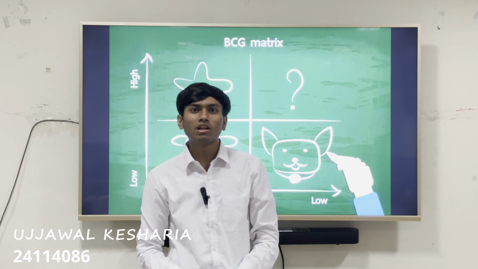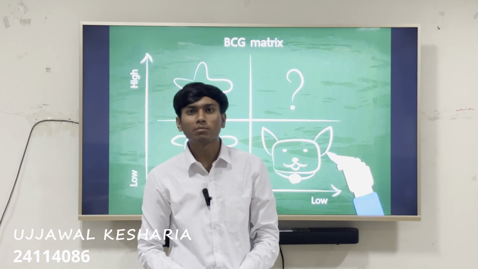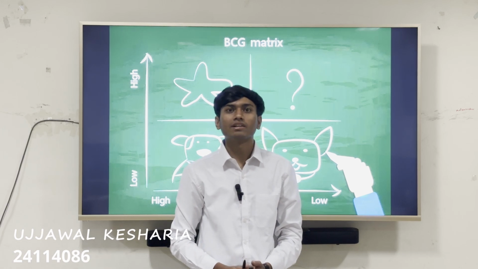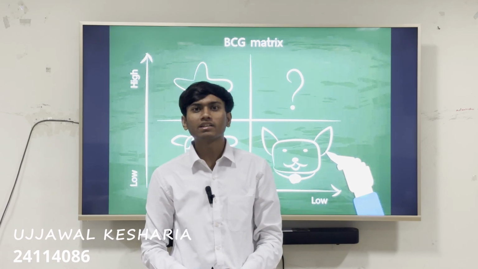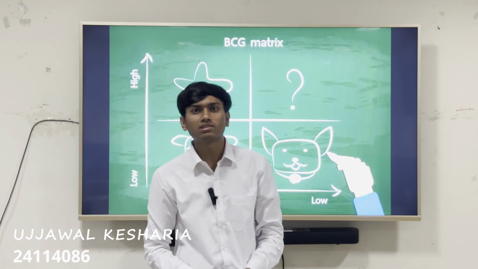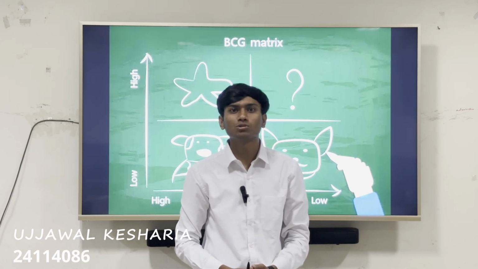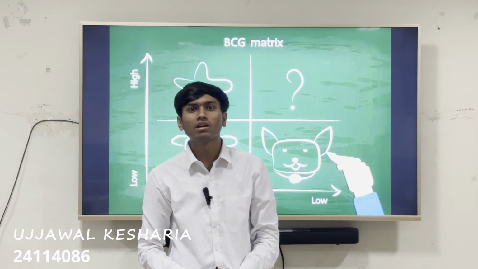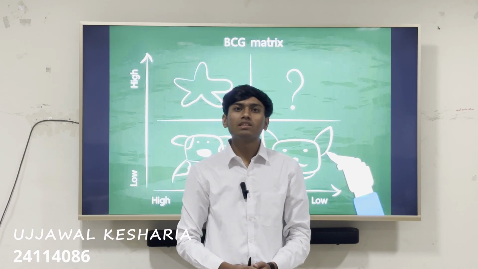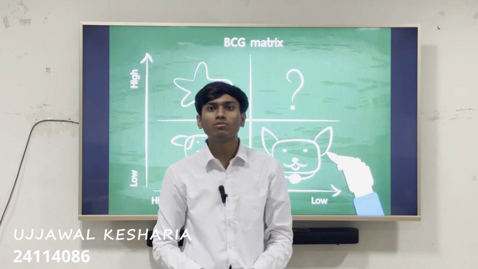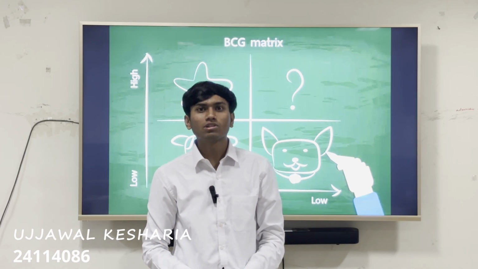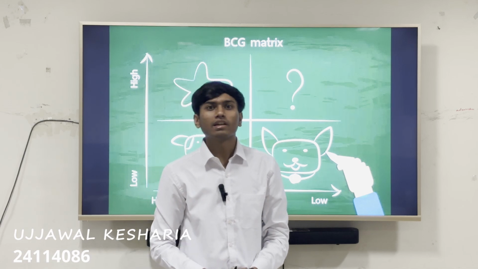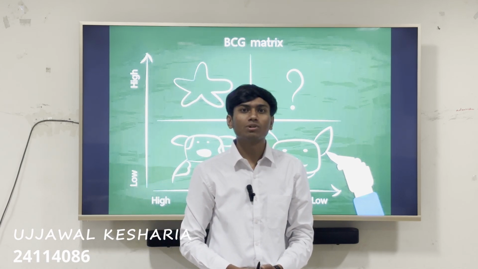The matrix is built on two simple but powerful dimensions: market growth rate and relative market share. Why these two? Market growth rate indicates the potential for future expansion, while relative market share shows how well a company is doing compared to its competitors in that market. When you place these two factors on a graph, you end up with four distinct categories: stars, cash cows, question marks, and dogs. Each quadrant represents a unique situation.